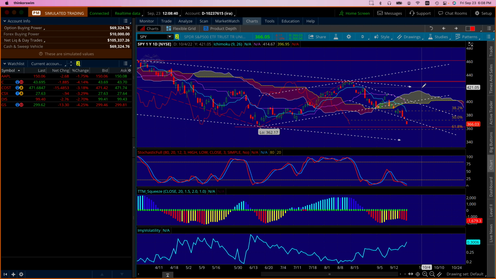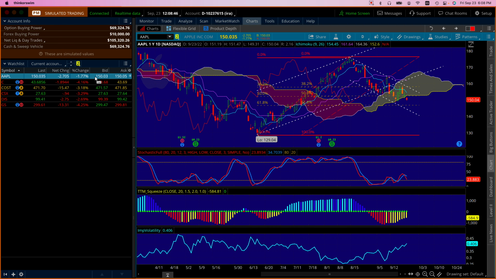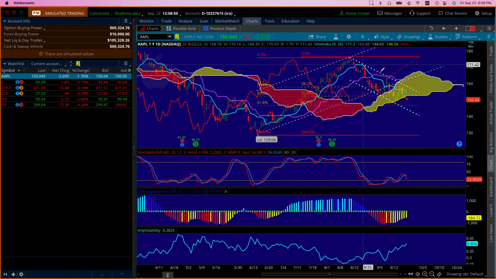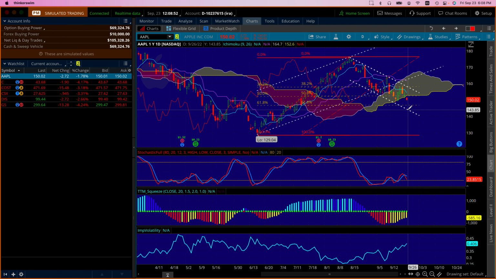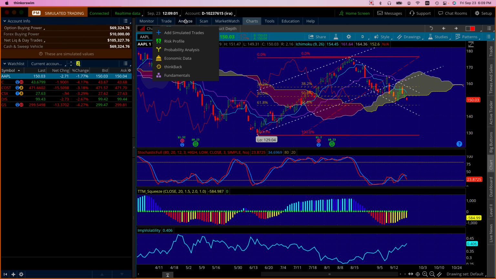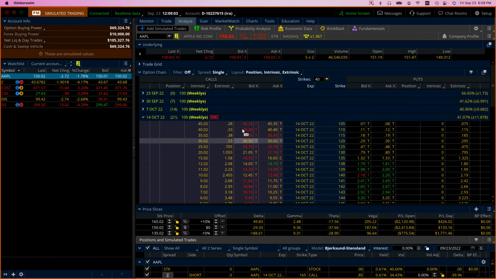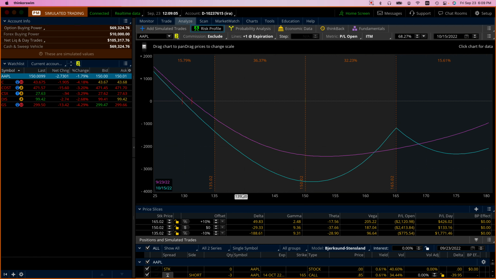Okay, let's just go through our positions here, and we're going to try and adjust to neutralize our deltas, just in case there is a bounce, but keep it so that we might make additional profits on the way down. Okay, so let's start with Apple. Look at the channel that I drew, and I think that's pretty much where it's going here. Might find support here on the Ichimoku, on the 61.8 Fibonacci ratio. Let's go to the analyze tab, risk profile.